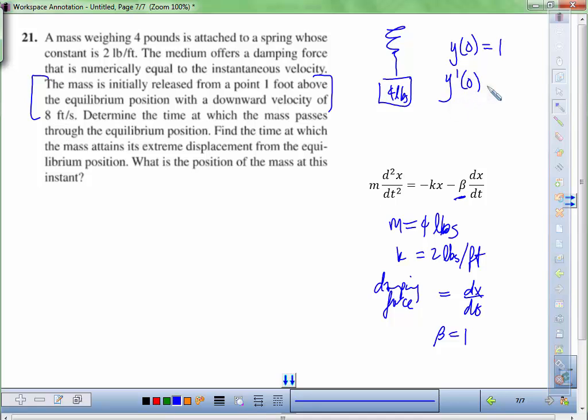So y prime of 0, the initial velocity, is minus 8, because it's downward, and we're establishing that up is positive and down is negative. So with a downward push at 8 feet per second, we got K, we got beta, we got M, and we got the initial conditions. I think this is enough information to get us through the rest of the stuff.